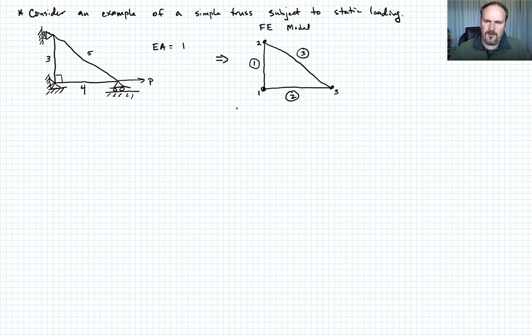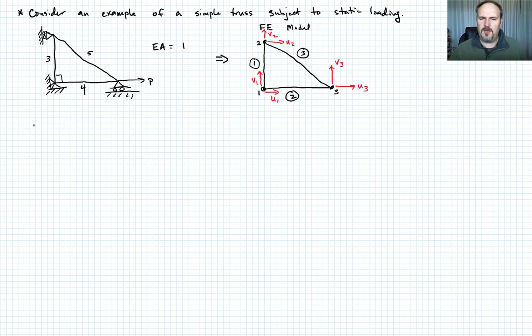Let me also give you the degrees of freedom in this truss. Our degrees of freedom on node 1 are in the x direction, which we'll call U1. Node 1 could also move in the y direction. Obviously it's not going to, but we're still going to call it V1. Node 2 has 2 degrees of freedom, U2 and V2. And finally, node 3 has 2 degrees of freedom, U3 and V3.